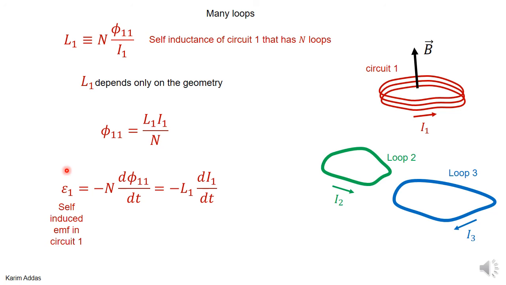And now if you want to get the induced EMF in circuit 1, it's minus n dΦ/dt. You have the n because you have n loops. But when you multiply the n and you have Φ, it has 1 over n, then the n's will cancel. And so you get again the same relationship that the induced EMF in circuit 1 is minus L1 dI/dt. So this is again the relationship when you have n loops.